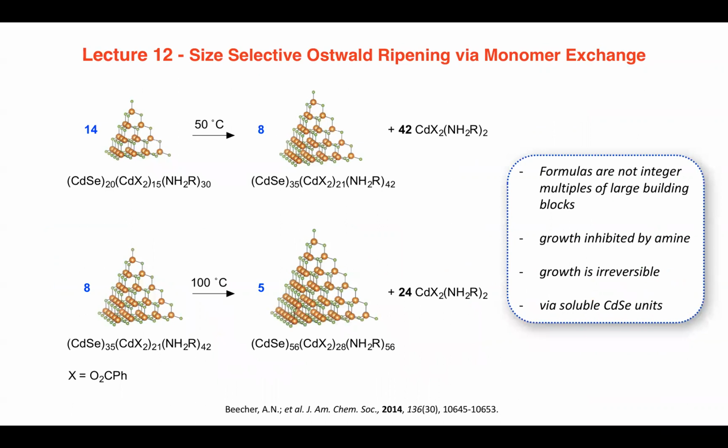No. Sorry. So look at the formulas here. This guy is cadmium selenide 35. This one is cadmium selenide 56. This one is 21 cadmium benzoates, 42 amines. This one is 28 cadmium benzoates and 56 amines. They're spitting out all of this excess cadmium here. How the heck does this process happen?